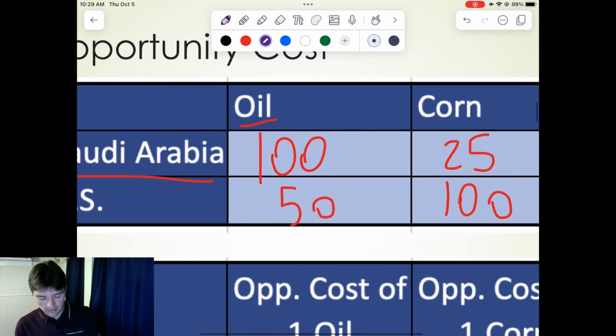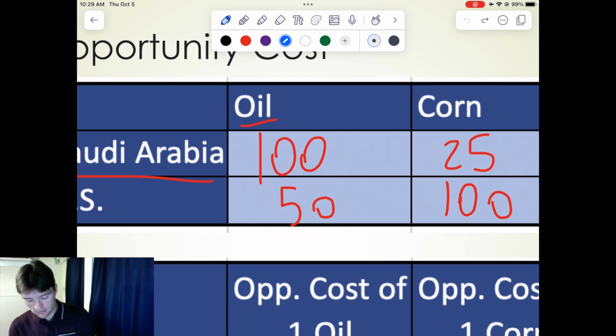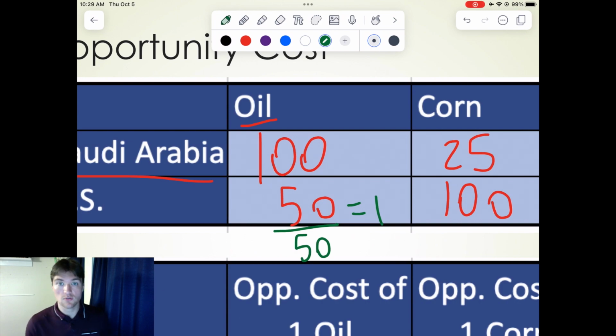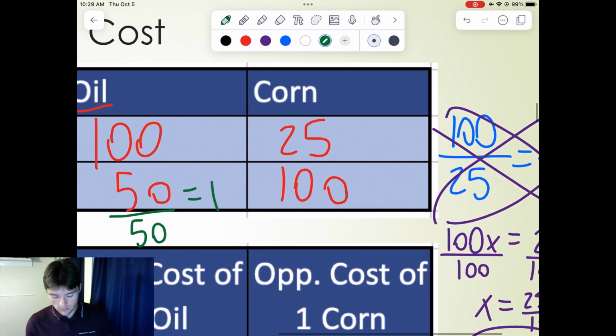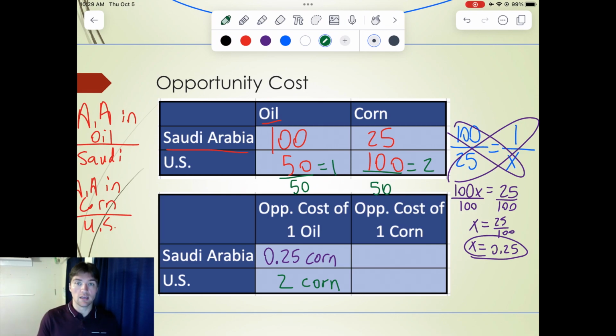Right now, the United States has 50 oil. And all I got to do here to turn a 50 into a 1 is to divide it by 50, because 50 divided by 50 is equal to 1. And in math, you have to make sure you do it to both sides. So we do 100 divided by 50, and that'll equal 2. So for one oil, that equals 2 corn. Okay, so I gave you 2 different methods.